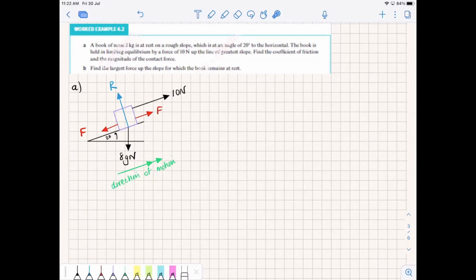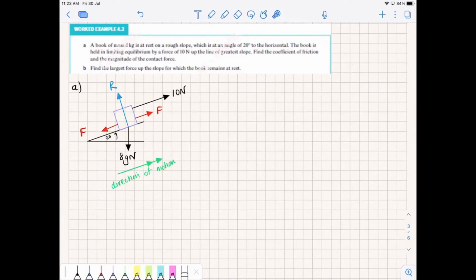Right, what we do know is that there's tension being applied up the hill, or up the greatest slope, of 10 newtons. And so this, Zara, is where we get into a conundrum. They don't tell us what type of limiting equilibrium this is. So I want you to imagine this book on the slope, and you are the person pulling the book up by 10 newtons. Does that mean that when we're pulling with 10 newtons, the book is on the verge of coming up the hill? In other words, the friction will be acting against us?